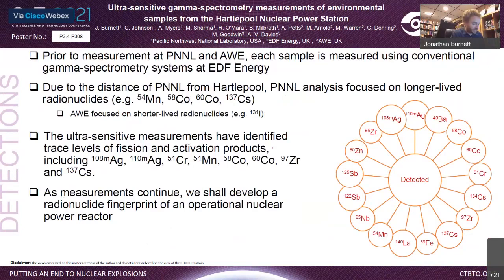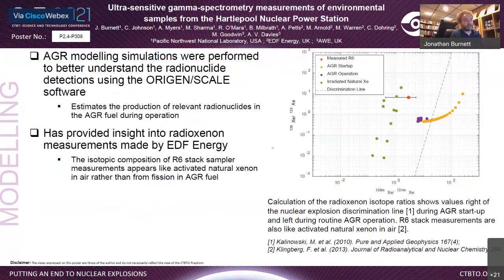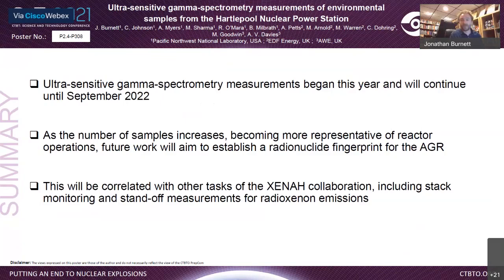We're looking for a range of CTBT-relevant radionuclides, of the 84 radionuclides. So far, we've detected a range of fission and activation products, for example cesium, silver isotopes, and activation products such as manganese-54. As we move forward on this campaign, we'll aim to identify a radionuclide fingerprint for this type of reactor and how it can impact the IMS. We've also done radioxenon measurements and simulations via isotopics. Martin, you'll hopefully be interested in this. We can see how the ratios differ from what we might expect. Thank you, everyone.